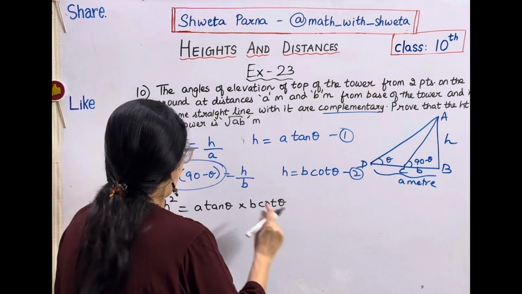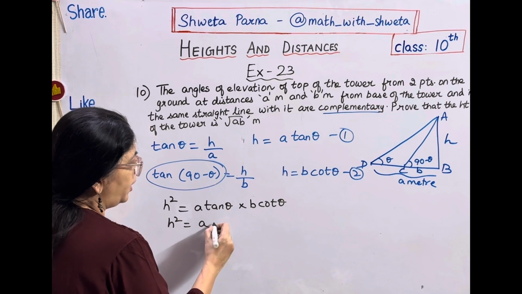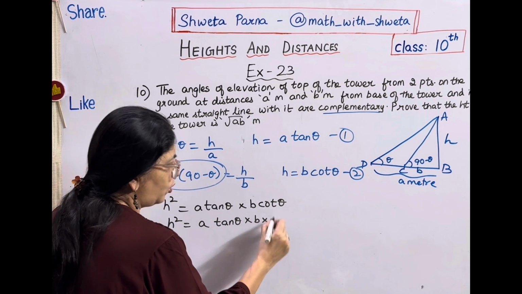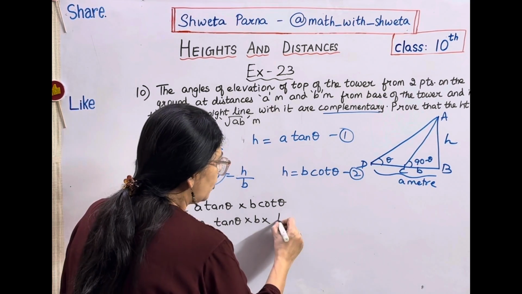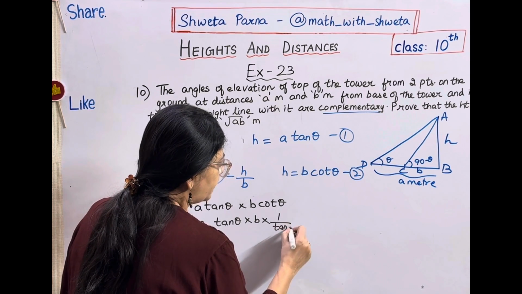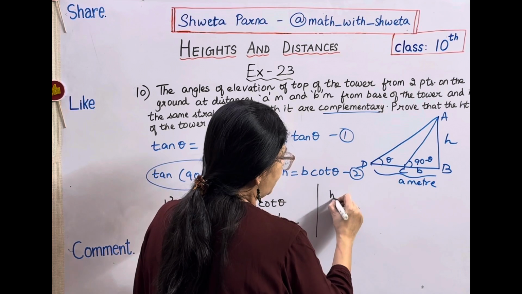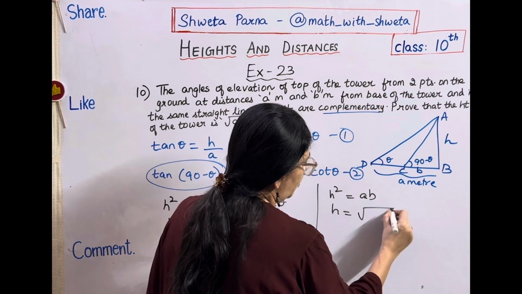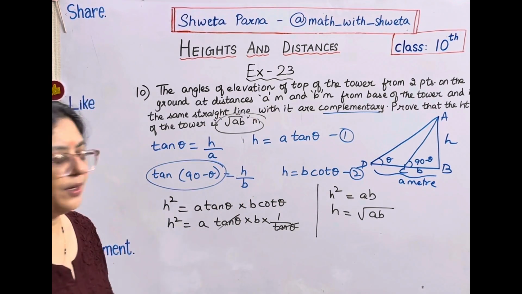So H square is equal to A tan theta into B into cot theta. What is cot theta? Cot theta is the reciprocal of tan theta, so 1 upon tan theta. This and this get cancelled. So what are we getting? H square is equal to AB. So H is equal to root of AB. This is what you wanted to prove and we have done it.